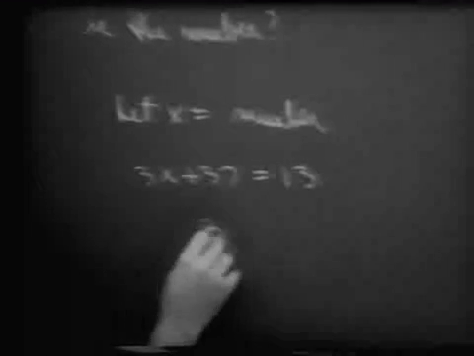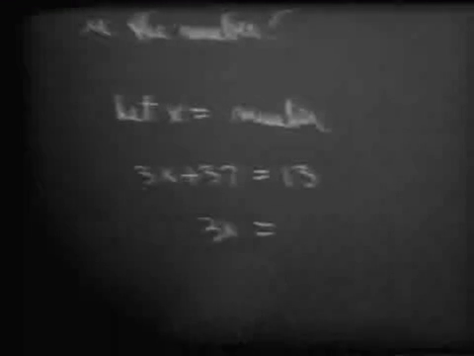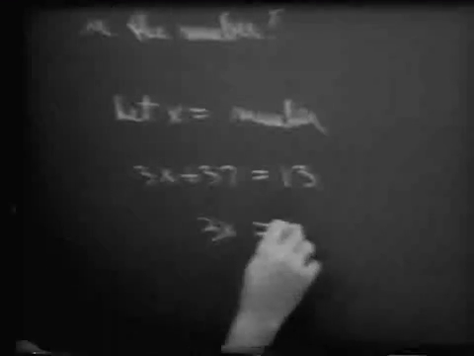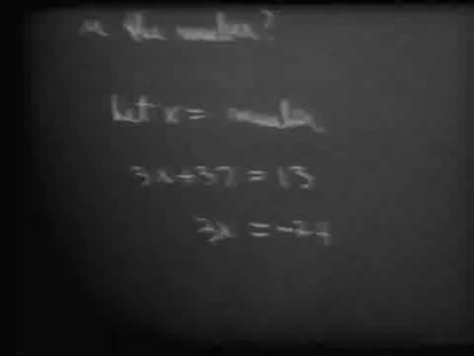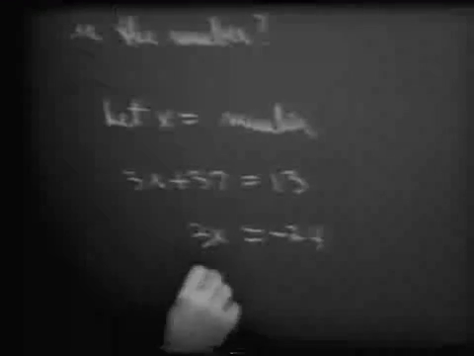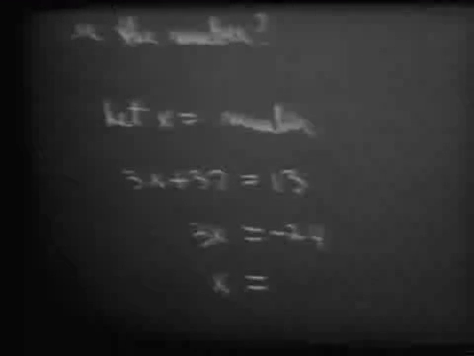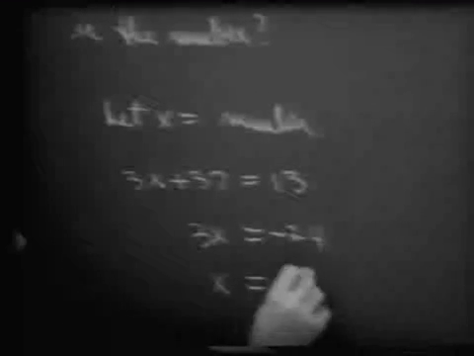We look at it, and let's write a simpler equation. Perhaps the first obvious simplification is to subtract 37. Let's do that in our head and write 3x is equal to negative 24. We don't want the 3 there, so we divide by 3, and we write x equals negative 8.